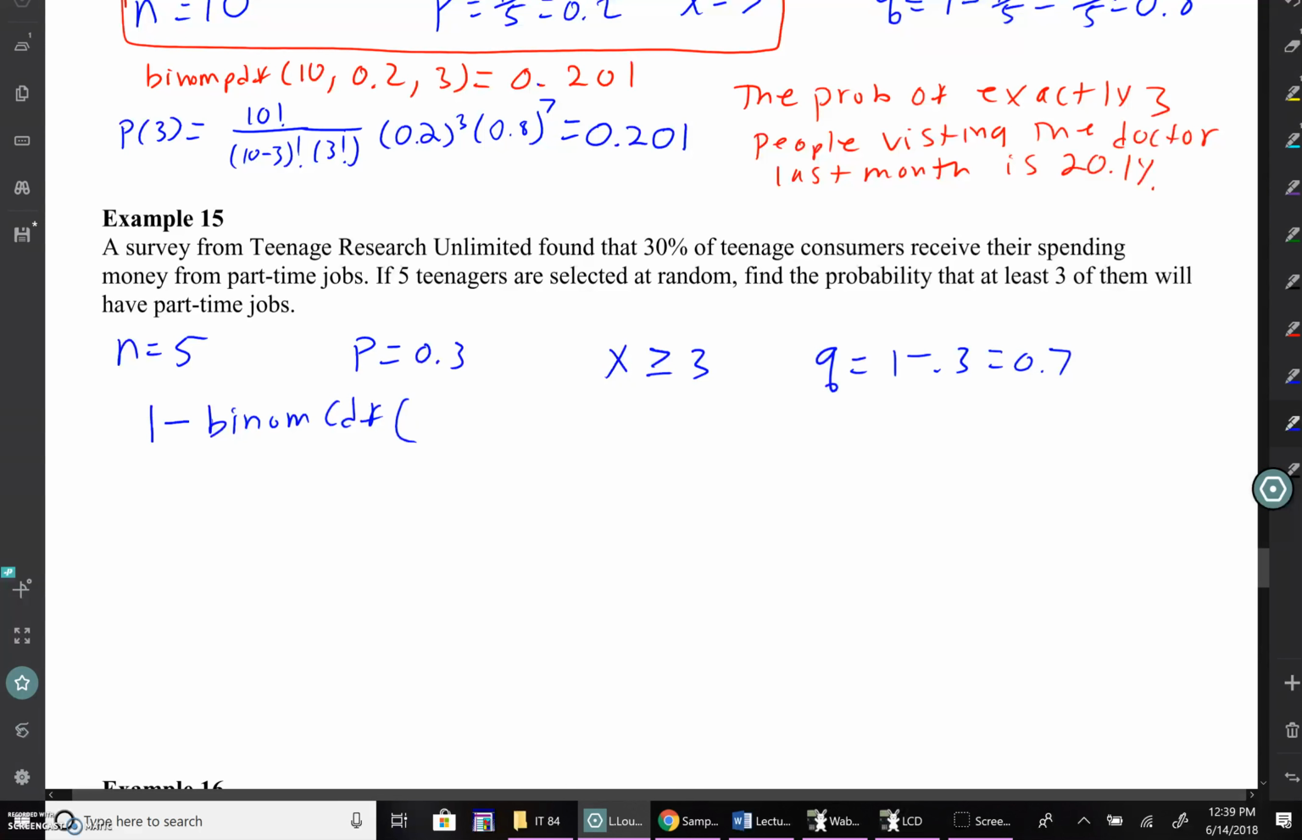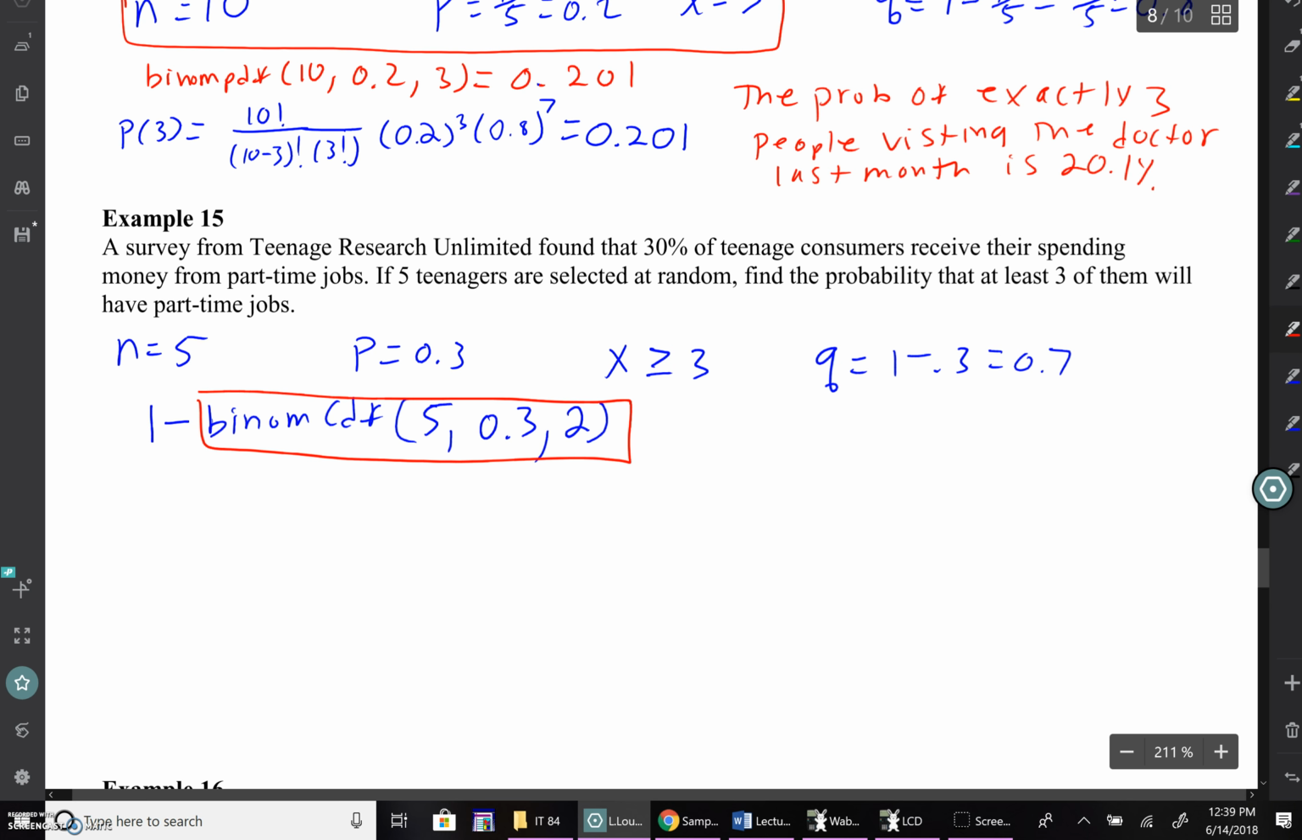So that means I still have 5 trials. And my P is still 0.3. But if I want 3 to be included in my probability, I need to find the probability from 2 down. So we're going to put a 2 in because this portion is finding x less than or equal to 2, which is the amount we don't want to know about. We want to know about 3 or more. So we have to take 1 away. And then when we subtract, we do 1 minus it, it's going to give me the probability that I'm interested in. So let's see what we get.